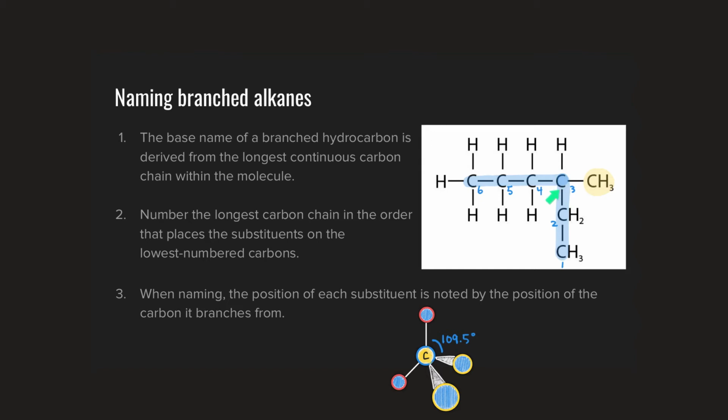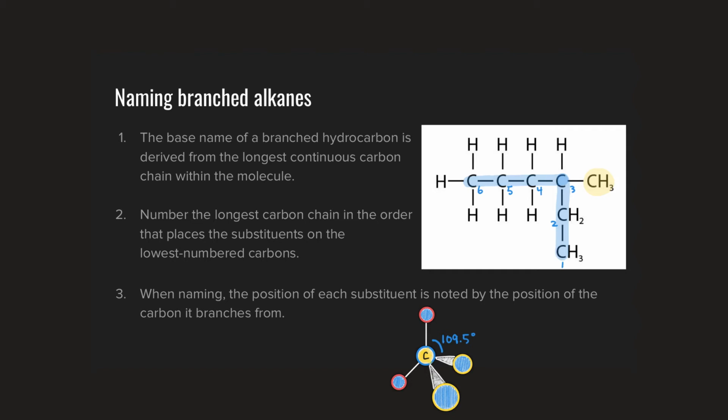Whereas if I started numbering on the left, that would put the side chain methyl group on carbon number 4. So we want to give my side chains the lowest possible numbering system possible, which means I'm going to start my numbering with the bottom carbon right there and number accordingly. And when you then name, we're going to give the position of each substituent a notation to show which carbon the branch comes off of as we name the molecule as a whole.